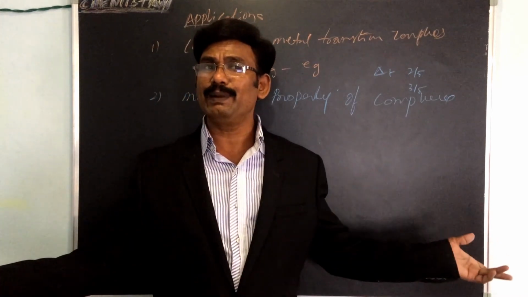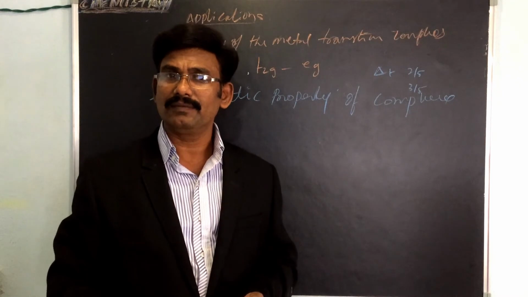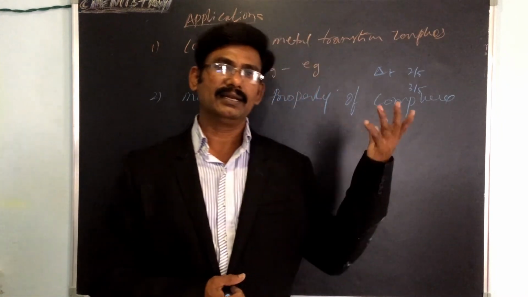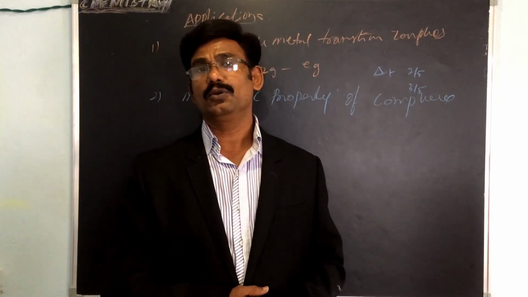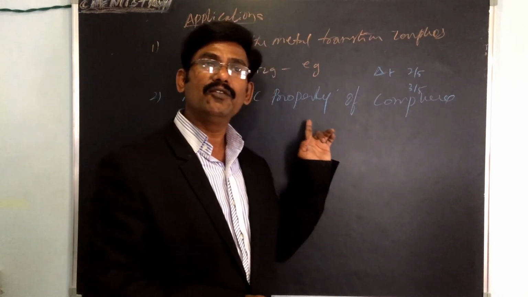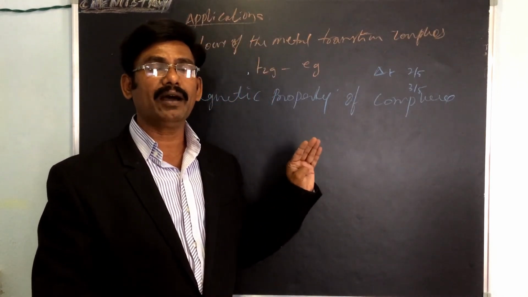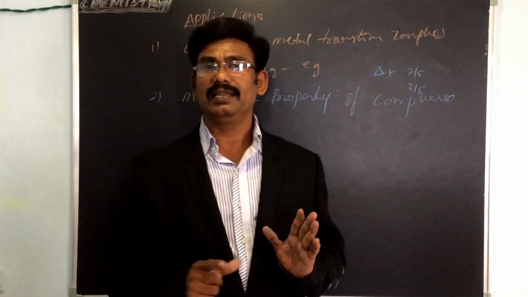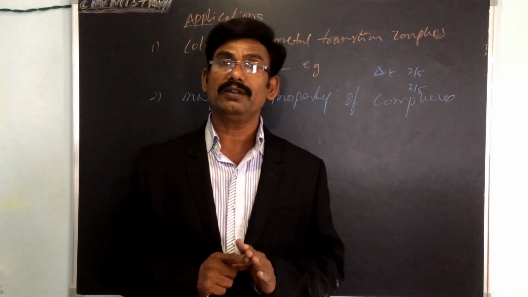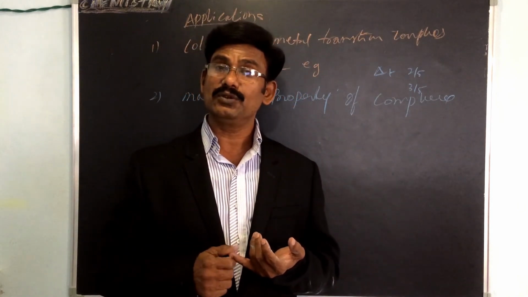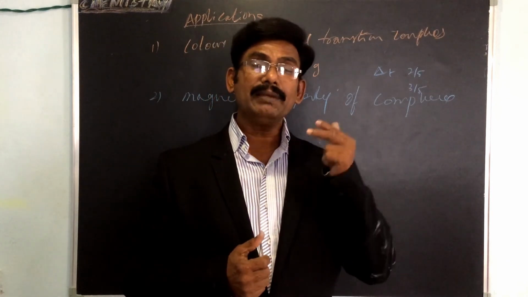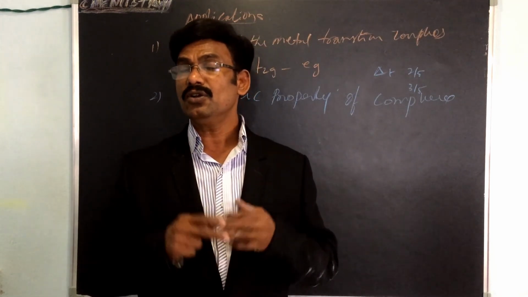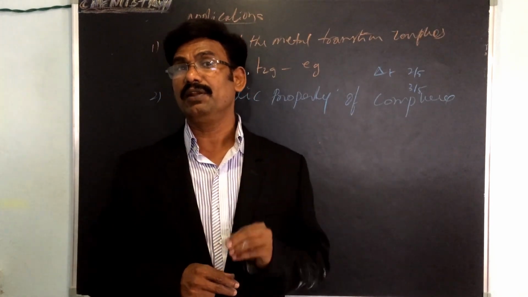If no splitting takes place in the d orbitals, there is no color formation and no magnetic properties. So it mainly depends on the splitting. That is the reason we studied the square planar, octahedral and tetrahedral structures completely. This is very important for EEE and ECE students, because many metals are present in wires, with complex nature and color properties. That is why crystal fields are very important.